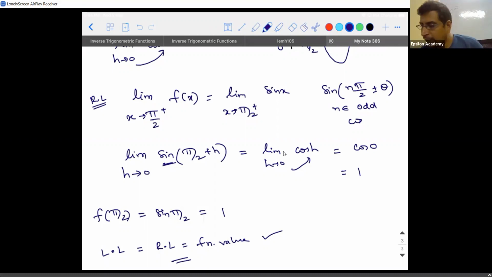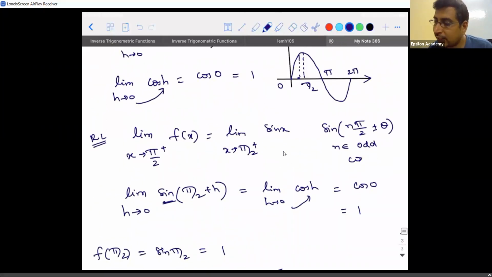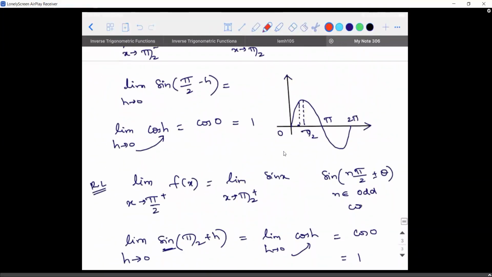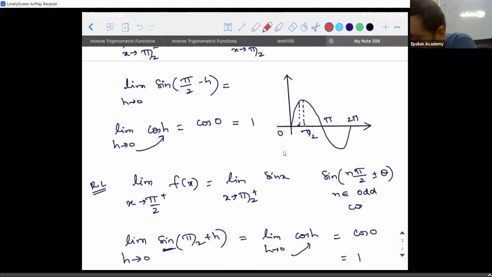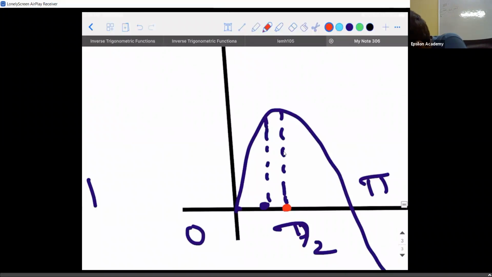See, let me explain. I hope everybody has copied it, right? Let me explain the graphical meaning. I'm checking the continuity of the function at x equal to pi by 2. Now I will zoom in and see. When I approach this point from the left-hand side, I am reaching a function value of 1. When I approach pi by 2 from the right-hand side, I am reaching the same function value, 1. What is the function value at pi by 2? That is also 1.